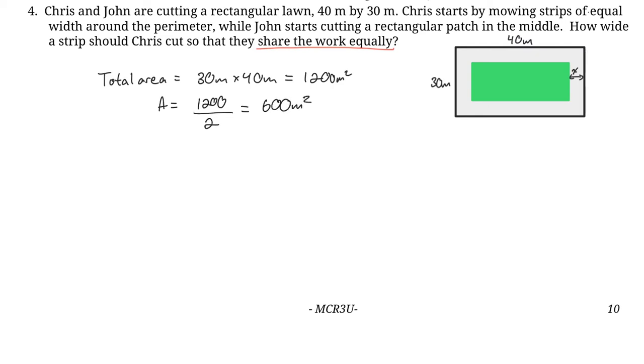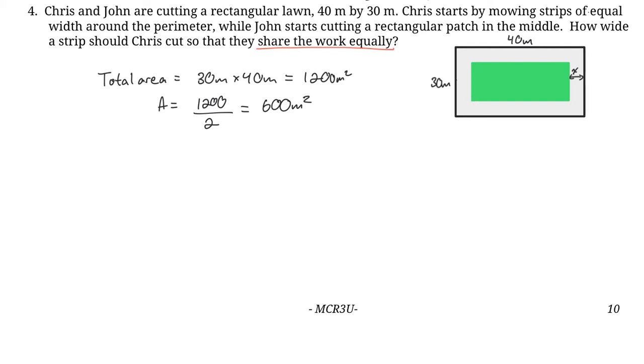Since each person cuts 600 meters squared, you can either come up with an equation for the area of this gray part, which is Chris, or you can come up with an equation for this green part, which is John. Coming up with an equation for this green rectangle seems a little bit easier, so I'm just going to do that. We know the area of a rectangle is length times width, so we need to write an expression for the length of this rectangle and the width of this rectangle.